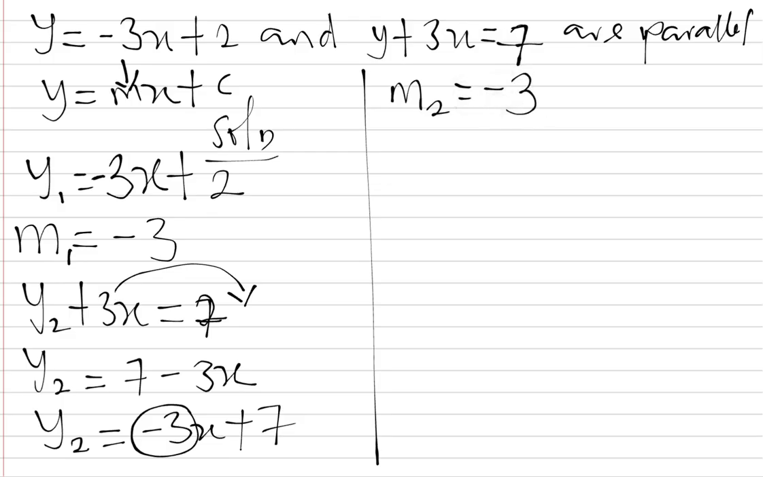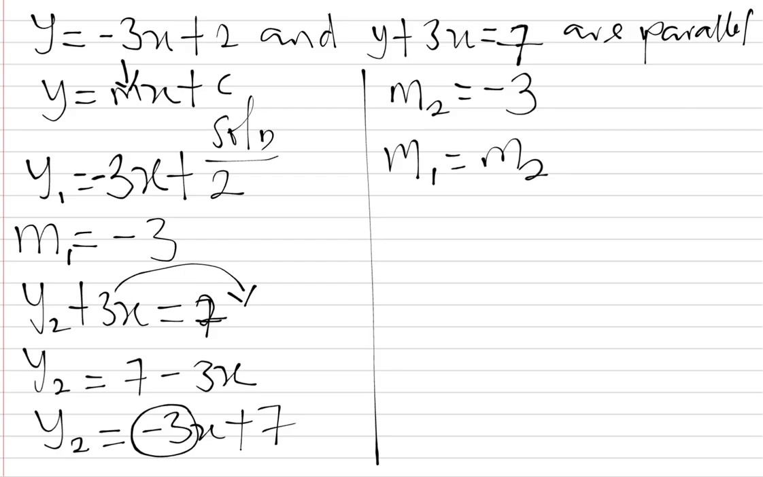So because m1 is equal to m2, what does that mean? That means the lines are parallel. Are you following? That means the lines are parallel. Are you following that now? So that is the answer for this question.